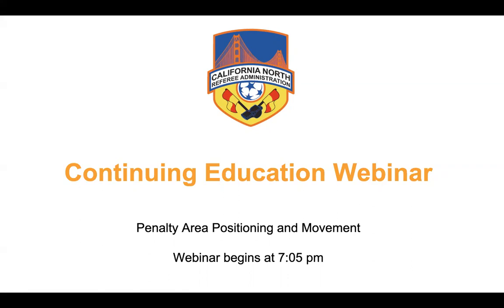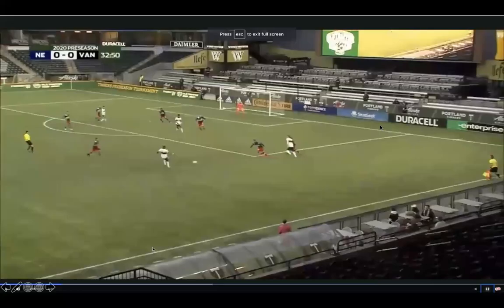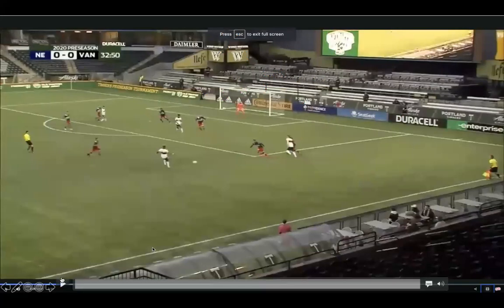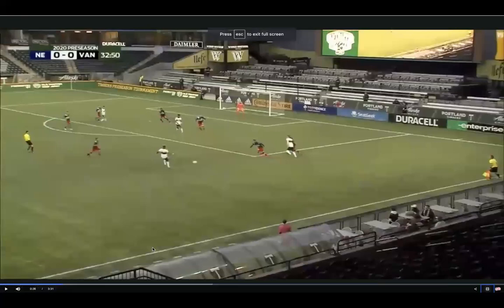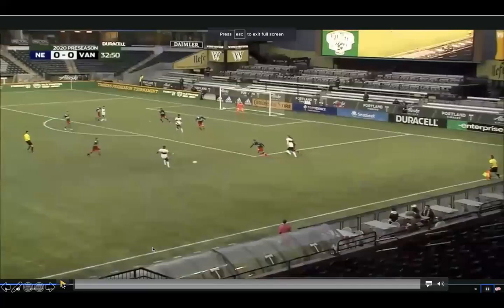Obviously, these are big decisions in the game, and so we want to make sure that you're positioning yourself as well as possible for incidents that happen inside the penalty area so that you can make the most informed decision possible. So I want to start with just a clip. I'm going to show you this one time and allow you to make your own decision. I'm not going to put a poll up here because it's a bit deceitful for me to do so. So I'm just going to play this for you and let you watch it a couple times, and then we'll talk about it.